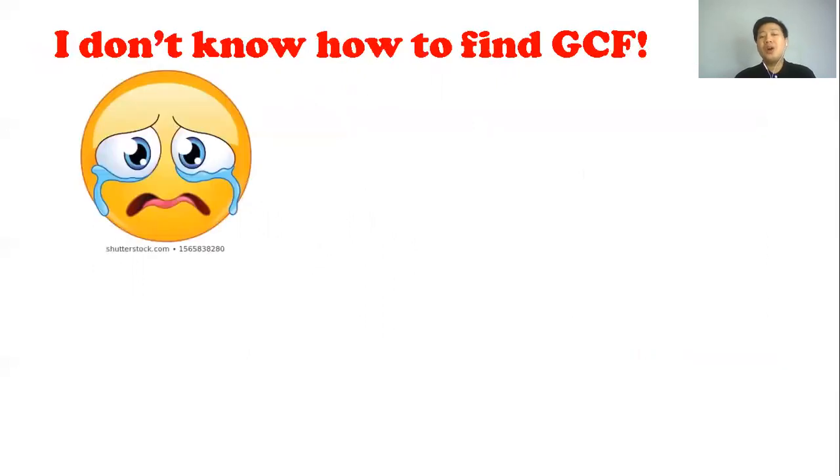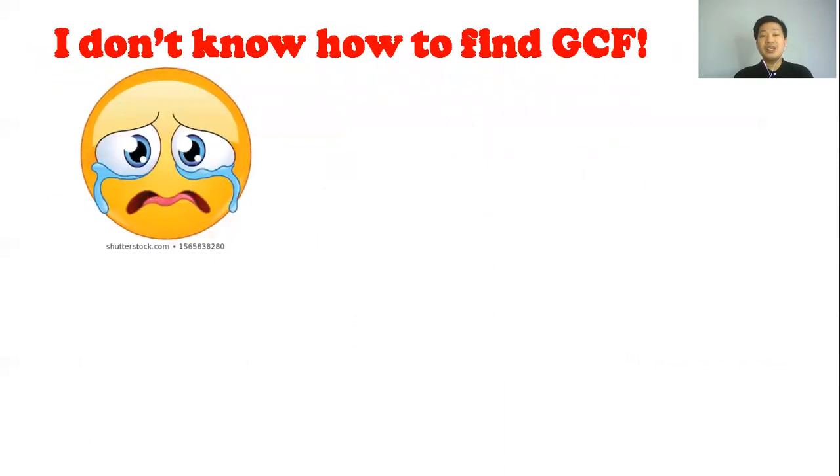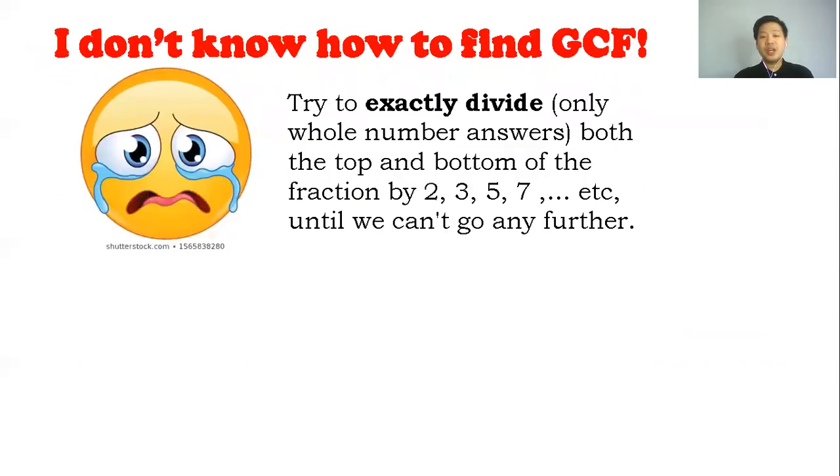Now, what if I don't know how to find the GCF? That's not a problem. Just try to exactly divide only whole numbers. Take note of that. Divide both the top and bottom of the fraction by 2, 3, 5, 7, etc., until we can't go any further. Meaning, you will divide the numerator and the denominator by any number until you reach a fraction wherein you can't divide it anymore.